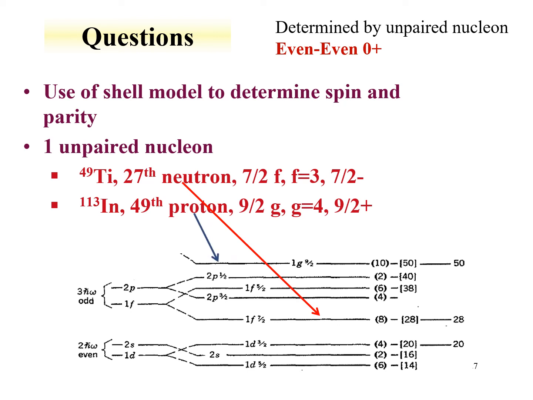Another example, indium-113. The 49th proton defines this element, indium, and that lives here. It's a g 9 halves. 9 halves is the spin, g is 4, so it's 9 halves plus. If you go to the chart of the nuclides and look up indium-113, you'll indeed see that spin and parity are 9 halves plus. This also indicates that these nucleons are spherical, since the shell model is based on spherical nuclei.